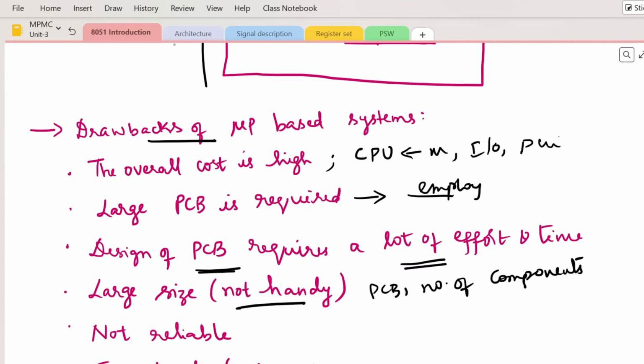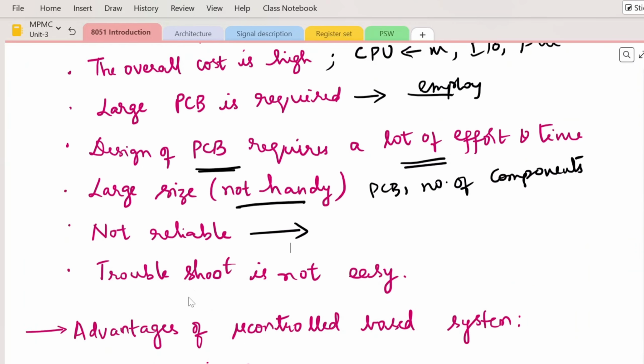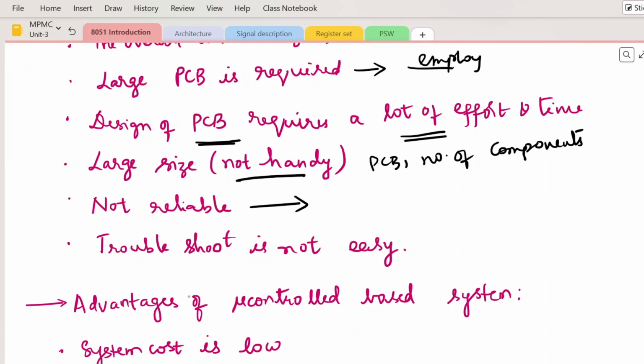Next, we have more components integrated, so it is not that reliable. Any one component may get damaged. And finally, troubleshooting is also not easy since it has so many components. These are some of the drawbacks of microprocessor based systems.